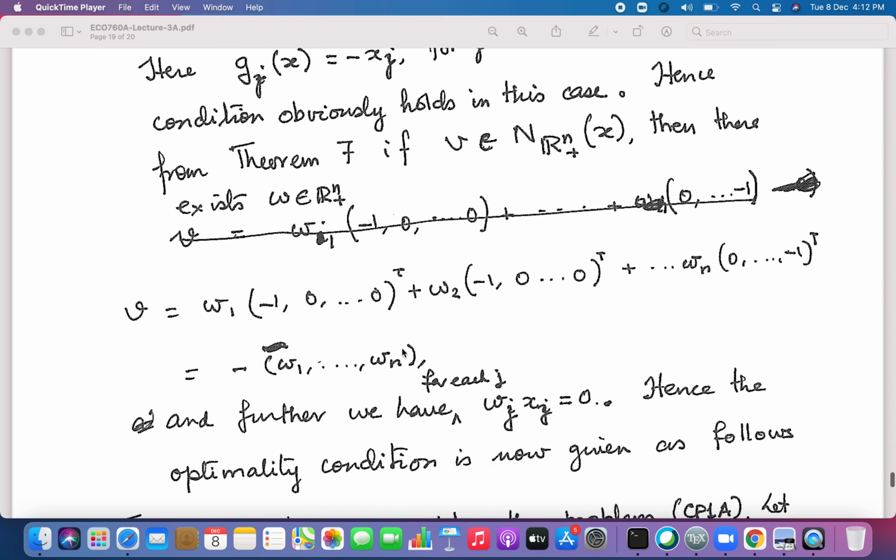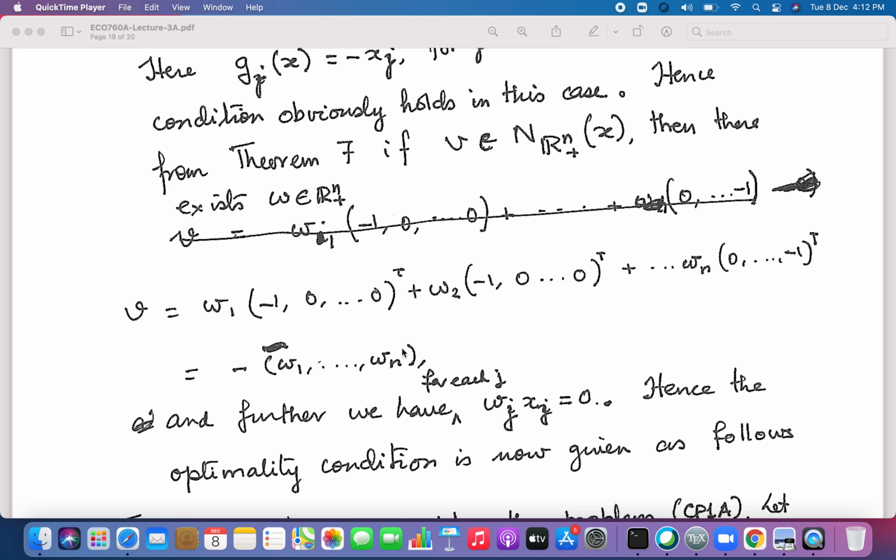Okay, so there exists some w in Rn, so v must be the negative of some element in Rn plus. So v must be somewhere an element in Rn minus Rn plus. v must belong to that. That is what we have seen from our discussion.